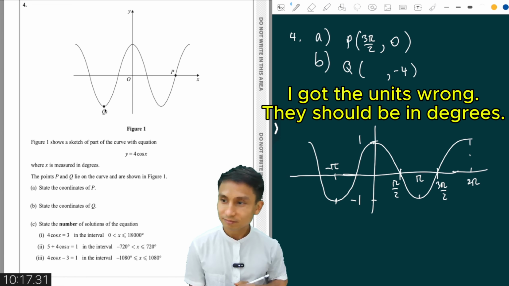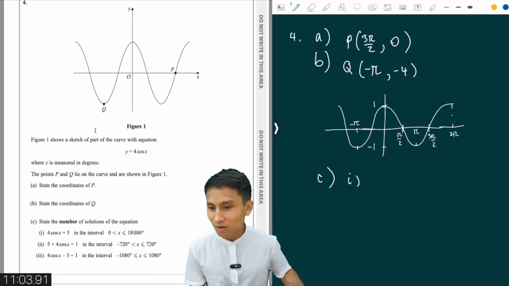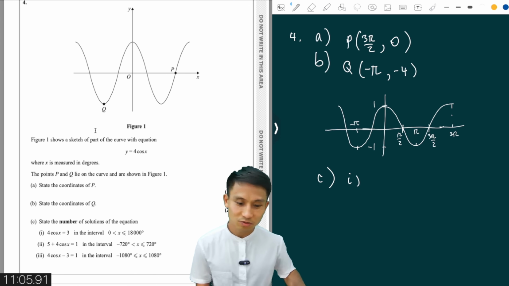Okay, now let's do part C. Part C, state the number of solutions of the equation. Yeah, this is the tricky part, and you got to be careful, because I've seen students struggle in this kind of part for this kind of question, and sometimes they hate this question, okay? Right, real experience here. State the number of solutions. All right, so 4 cos x equals 3, right?